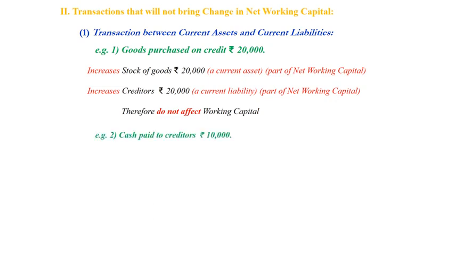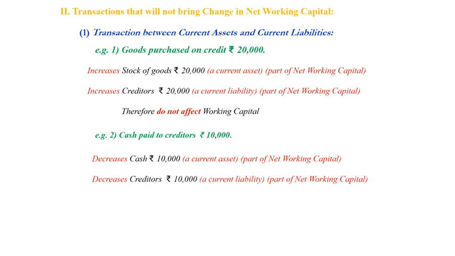Similarly, cash paid to creditors 10,000. This will result in a decrease in cash of rupees 10,000, a part of working capital, and a decrease in creditors of rupees 10,000. Current assets are also decreasing by 10,000. Current liabilities are also decreasing by rupees 10,000. Therefore, no change in working capital.